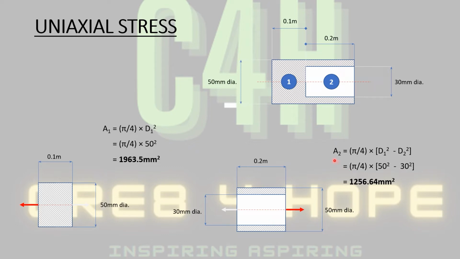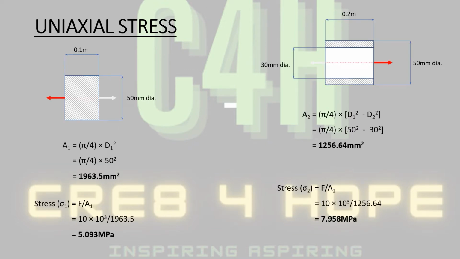We do likewise for section 2. So for the hollow section, the area is equal to pi over 4 times the difference of the outside diameter squared minus the inside diameter squared. So this will be equal to pi over 4 times, in brackets, 50 squared minus 30 squared. And that gives an area of 1256.64 millimeters squared. So what we can do is we can calculate the stress for one area. Or if we want to, we can just calculate the area separately. Either way will give you the same result.